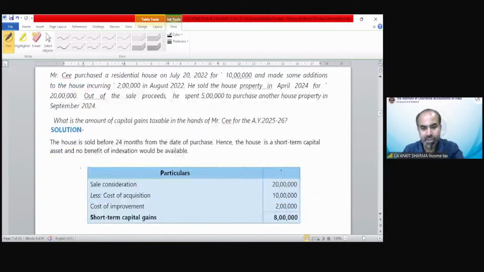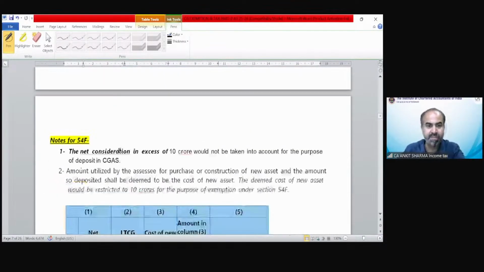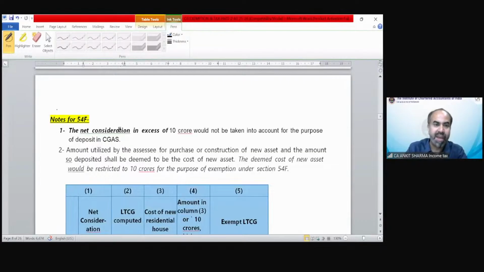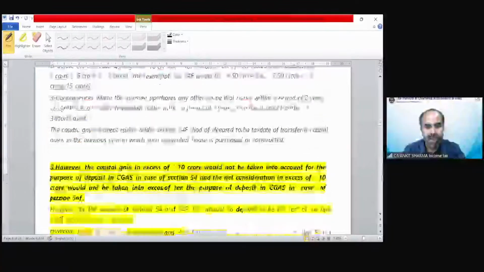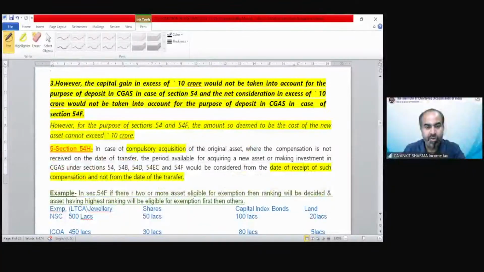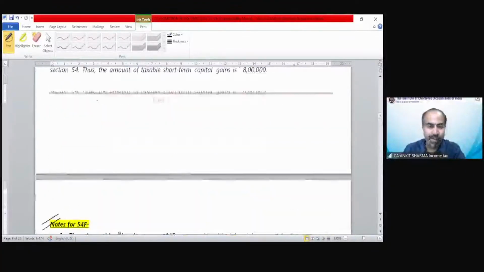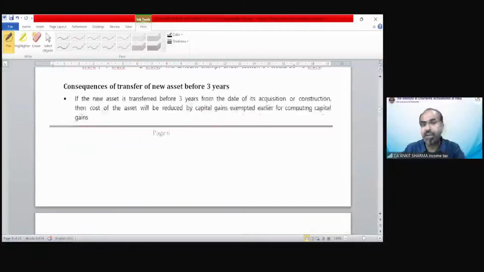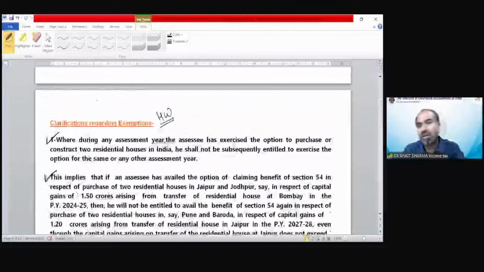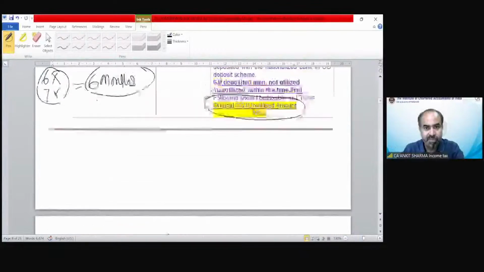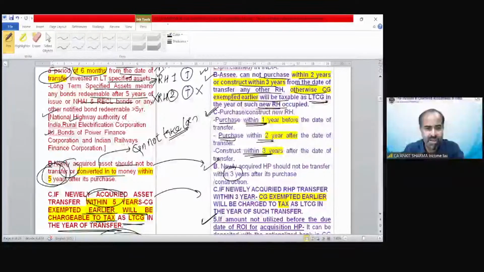These illustrations you can go through yourself, students. 54F, that we are going to discuss. Except the 54F concept, you have to go through yourself. Now let me tell you what that proportionate concept is. After that, we will discuss the homework that I gave you in the last class.